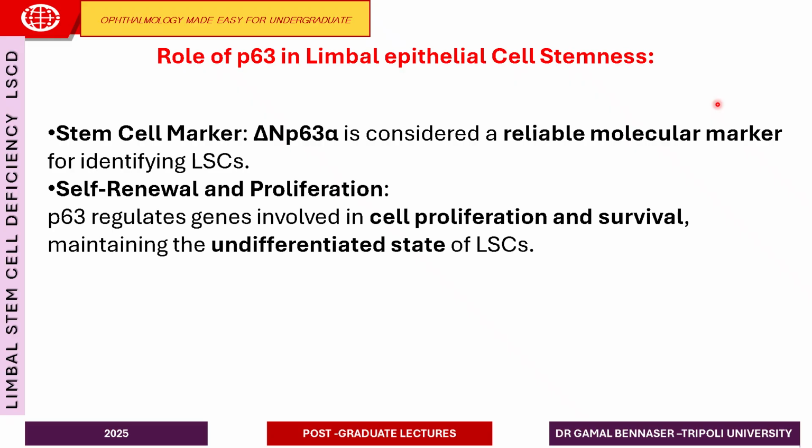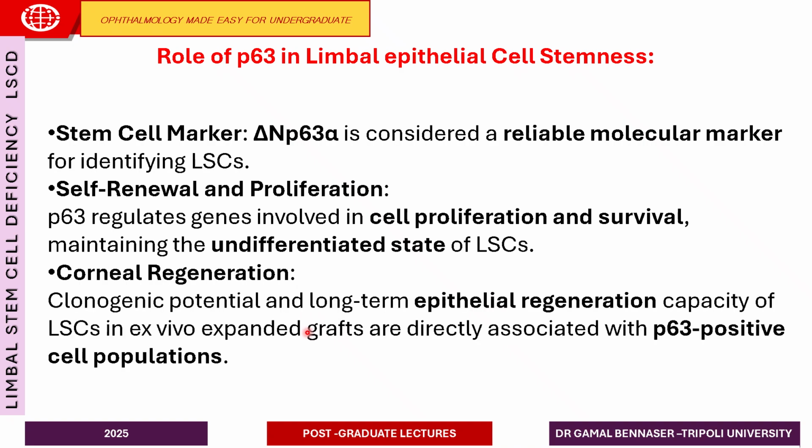Now, there is an important biomarker, which is P63, which is regarded as one of the main biomarkers that reflects the stemness of the limbal stem cells. When we have a high expression of this biomarker, it correlates well with the regenerative power and the stemness of the limbal stem cells. It plays an important role in renewal, proliferation and survival of the undifferentiated limbal stem cells, and also in the regeneration of the well-differentiated epithelial cells.